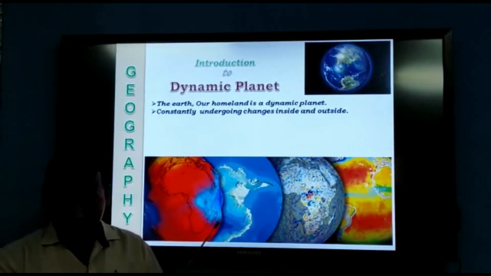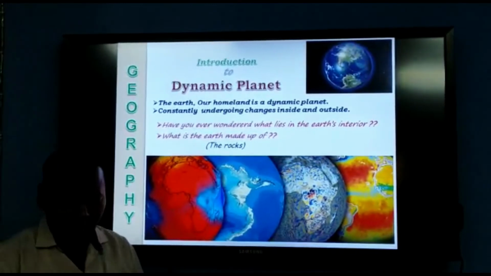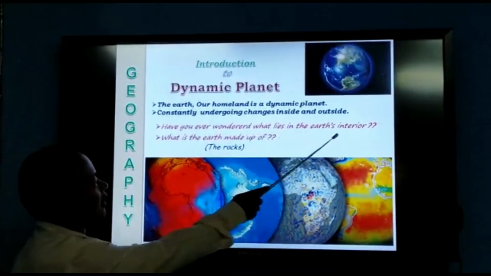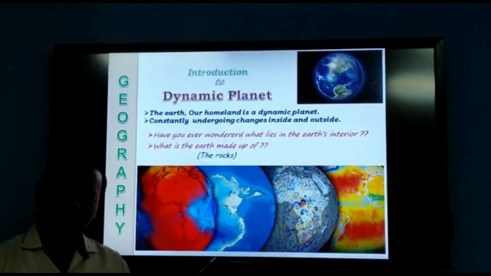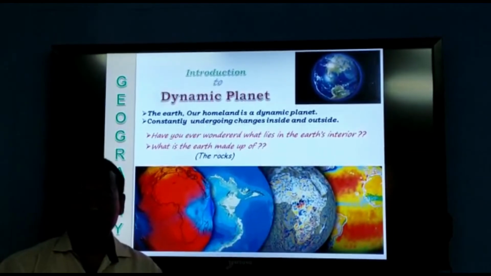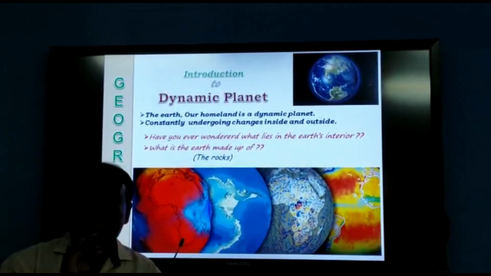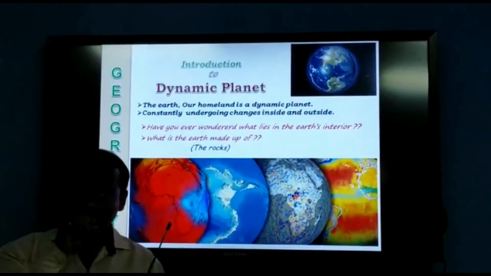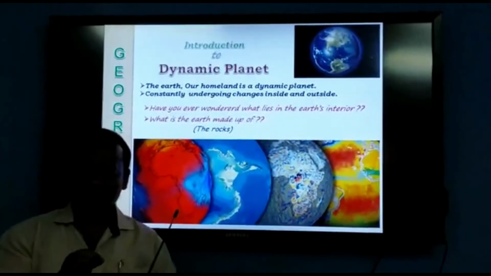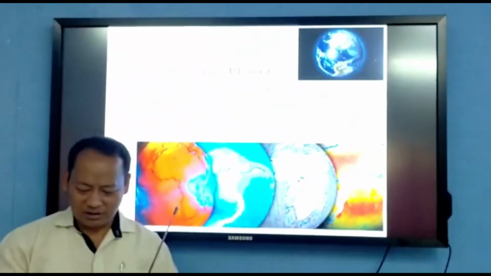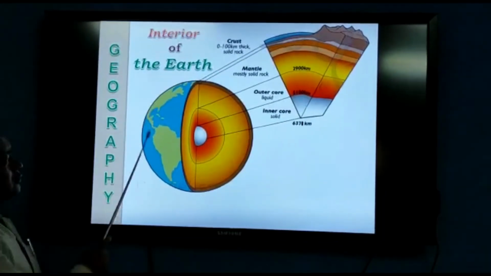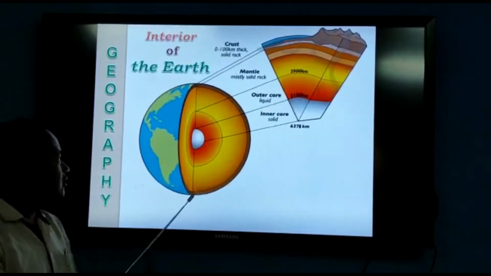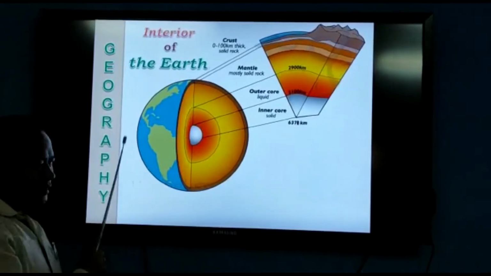Okay then, now the big question is: have you ever wondered what lies in the earth's interior, or what the earth is made up of? Everybody knows the answer. The earth's interior is made up of rocks, and not only that, the interior of the earth is full of rocks and minerals. Now let us see what we mean by the interior of the earth. When we talk about the interior of the earth, it is not the surface but the inside of the earth.